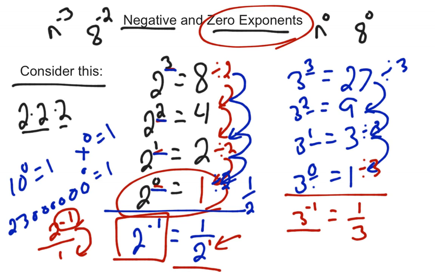Same thing here. This is like 3 over 1, but it's 3 to the -1. So I don't want this negative exponent, so what do we do? Let's move its base and exponent downstairs. We got 3, and that became a +1. So that is our rule for negative exponents. So we've got negative and 0 exponents.